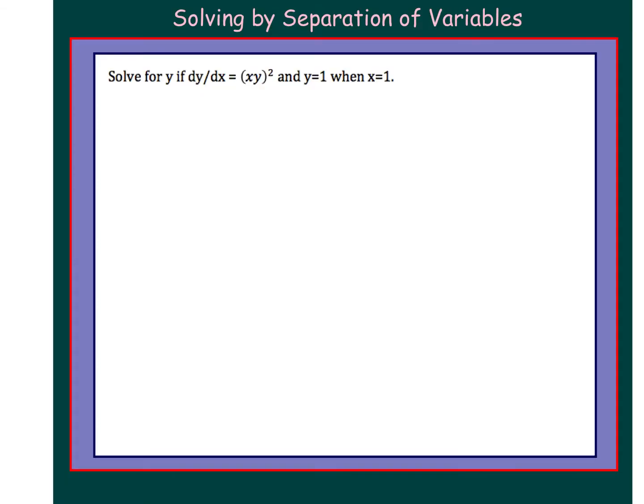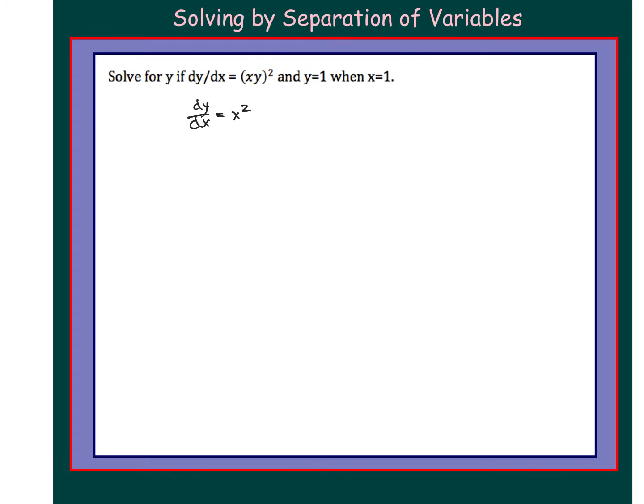So we're going to solve for y if I have dy dx is equal to the quantity of xy squared. And I have an initial condition y equals 1 and x equals 1. So here we go. I need to separate these out. But the first thing I want to do is what? What do I need to do with this squared? I need to distribute it.